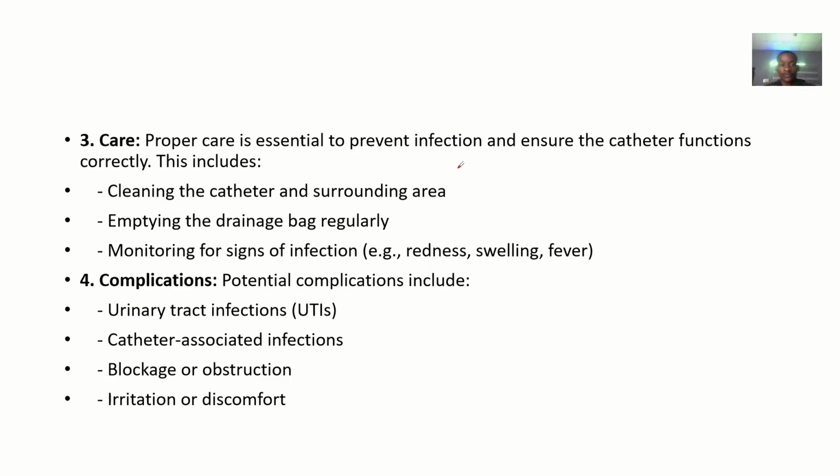So what is care? Proper care is essential to prevent infections and ensure that the catheter functions correctly. The different types of care include: you could clean the catheter and the surrounding areas to prevent infections. You could empty the drainage bag regularly. You could monitor for signs of infections. As you are using this, you are monitoring it simultaneously.